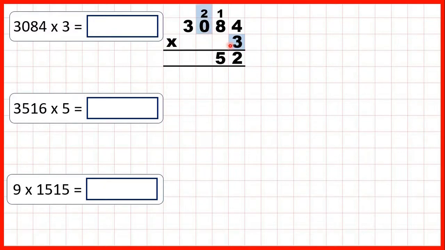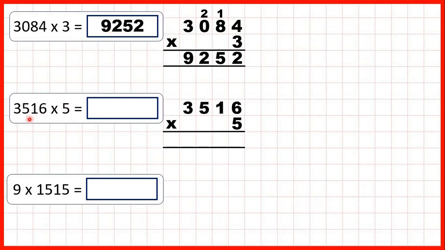Now 0 times 3 is 0, but we need to add the 200s on top, so we can write 2 in our answer line because that's a single digit number. So finally we have 3 times 3, and we don't have anything on top to add, and 3 times 3 is 9. So our answer is 9,252.